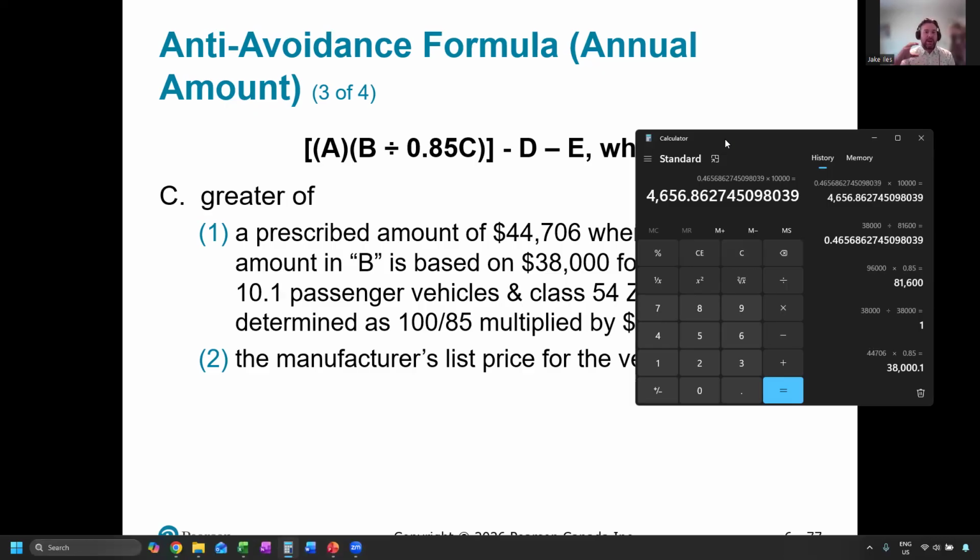So it's trying to figure out what portion of the lease payments relate to a luxurious aspect. So even though our lease payments were $10,000 for the year divided by 12, or $833, meaning it was below our $1,100 maximum, because the car was so valuable, it's reduced the deductibility of those lease payments.